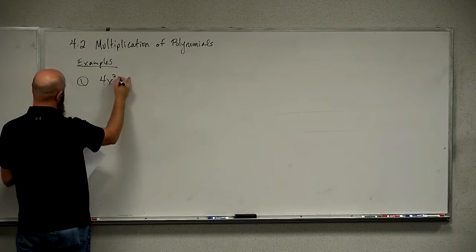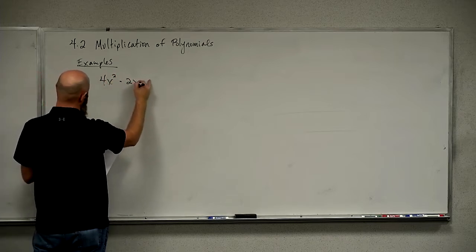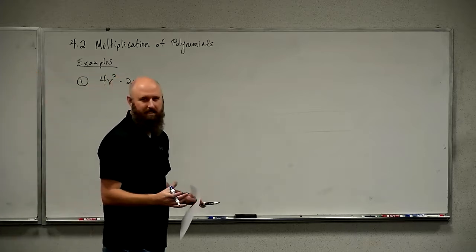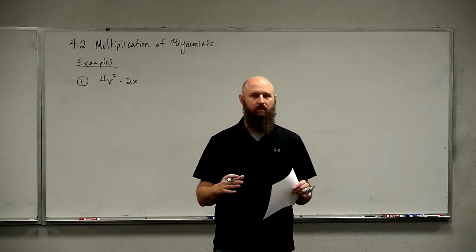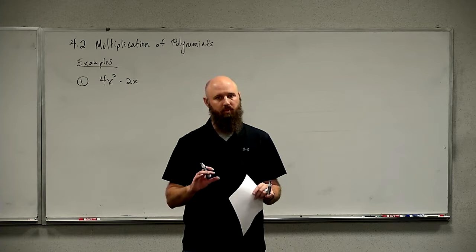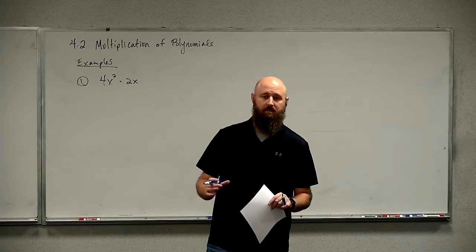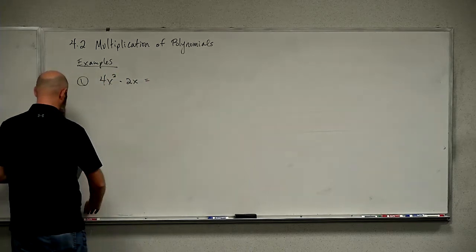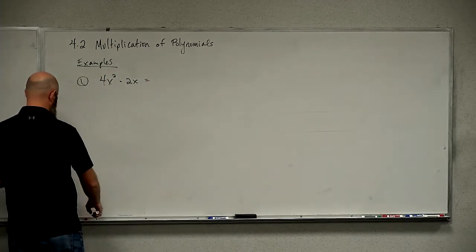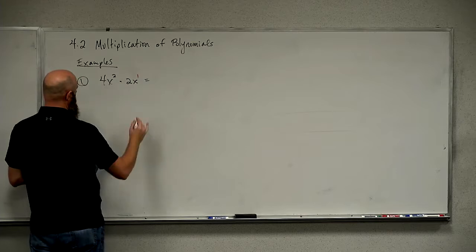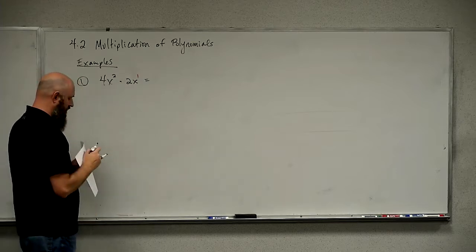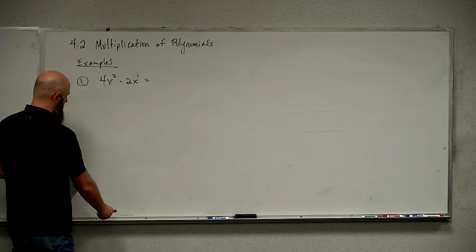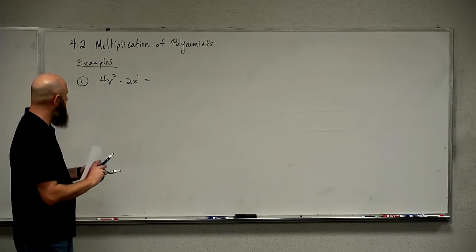Let's start real simple here, 4x squared times 2x. Remember that when we multiply things, we can multiply numbers and we can multiply same variables. When we multiply the variables, it's all about the exponents, so we want to pay attention to those. If an exponent is not shown, that is a power of 1, because an exponent tells us how many of those we have. And so I have 1x there.